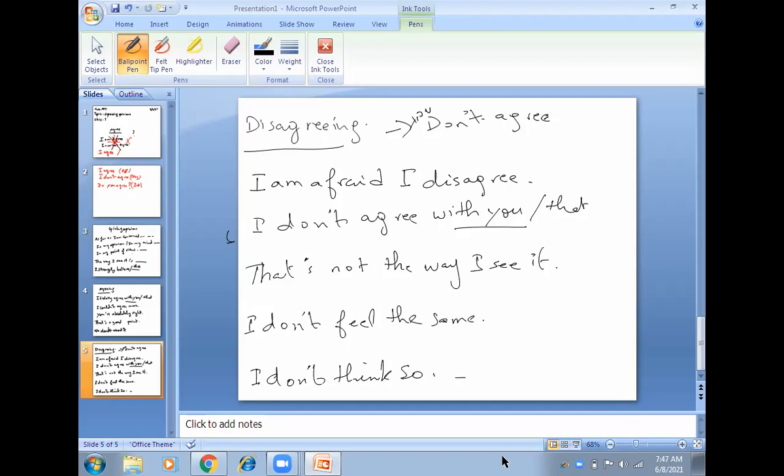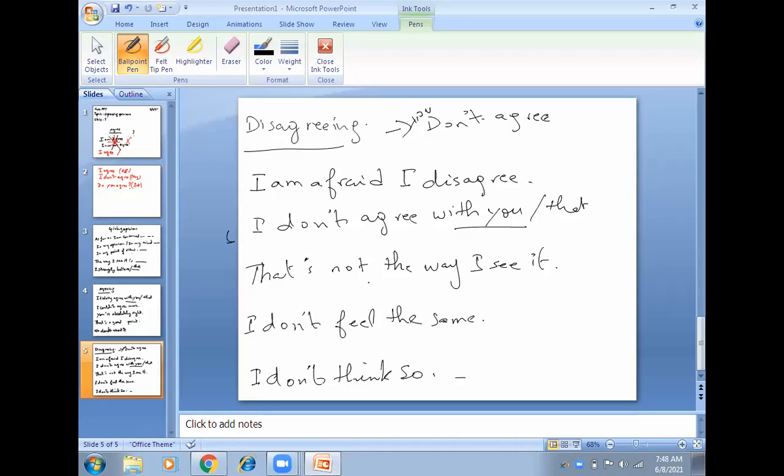Okay, is it clear? So these expressions are being used. These are commonly used expressions when you disagree. I'm afraid I disagree. This is a direct way of saying that you disagree. I don't agree with you, or I don't agree that.